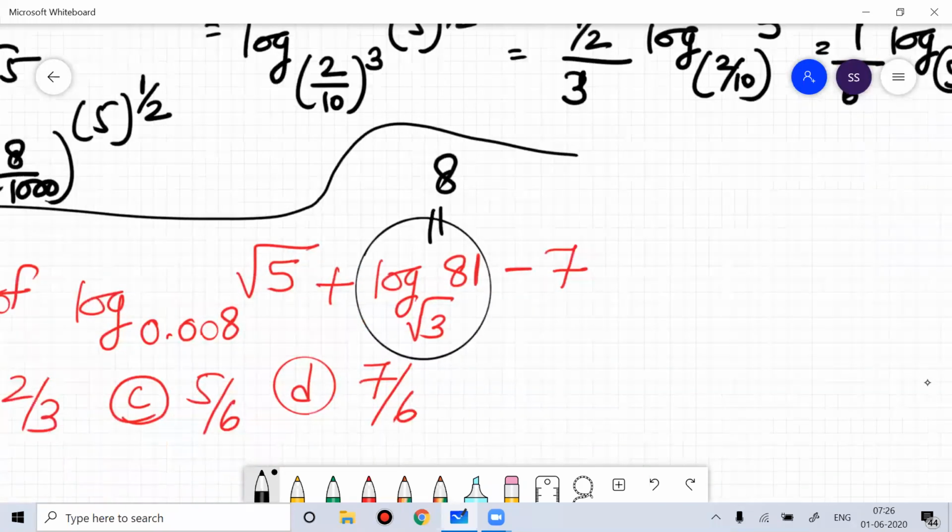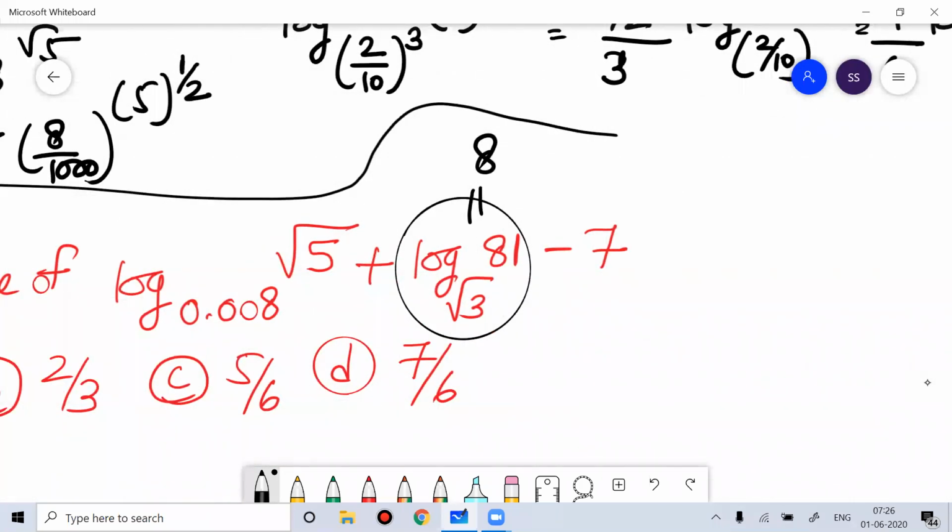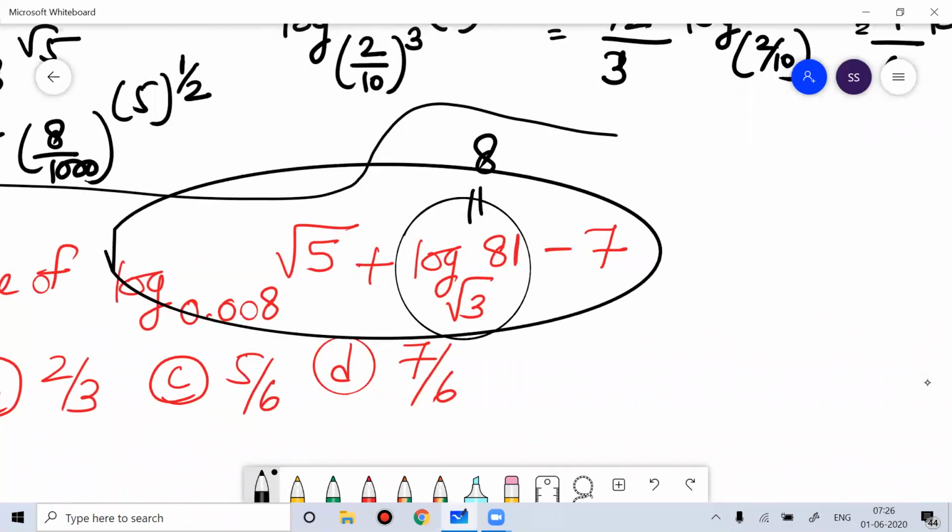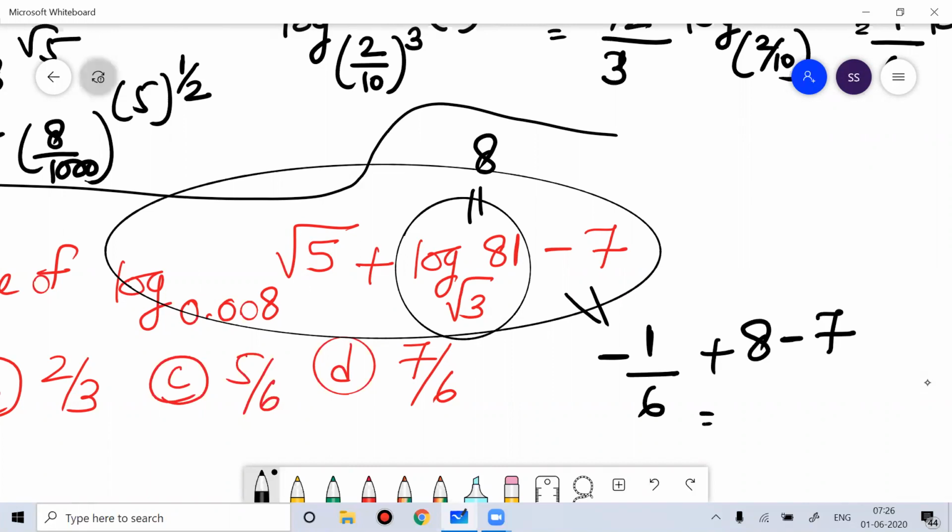Now if you go ahead with this, what will you get ultimately? This is minus 1 by 6 plus 8 minus 7. You get 1 minus 1 by 6. So your answer is 5 by 6, option C. Very easy question.